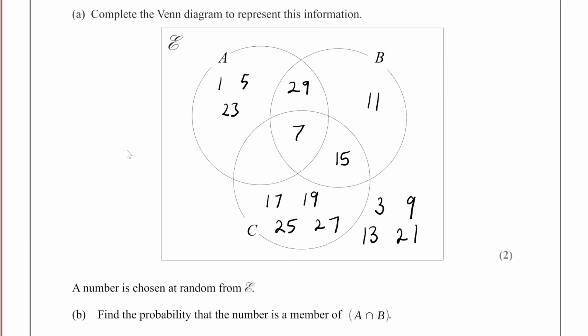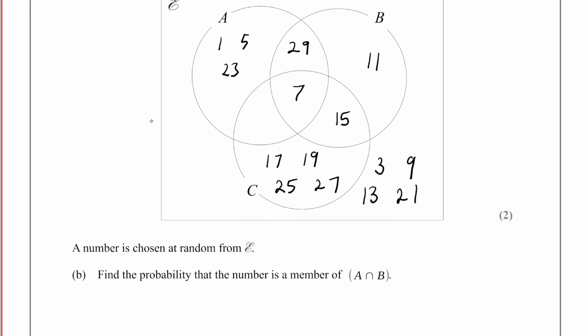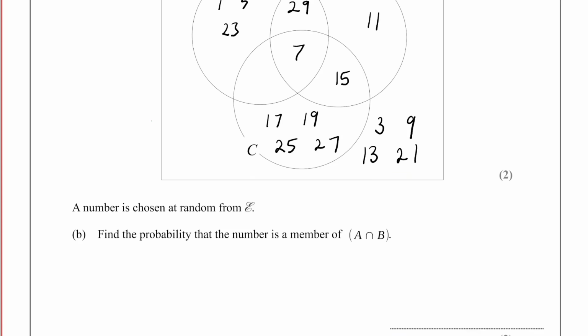A number is chosen at random from the entire set of numbers. Find the probability that the number is a member of A and B, the intersection of A and B. The intersection of A and B has 2 numbers in it, and there are 15 numbers in total. So the chance of getting something in the intersection of A and B is 2/15.